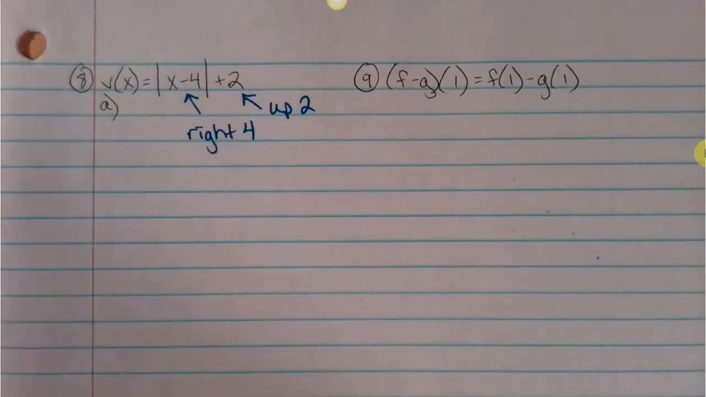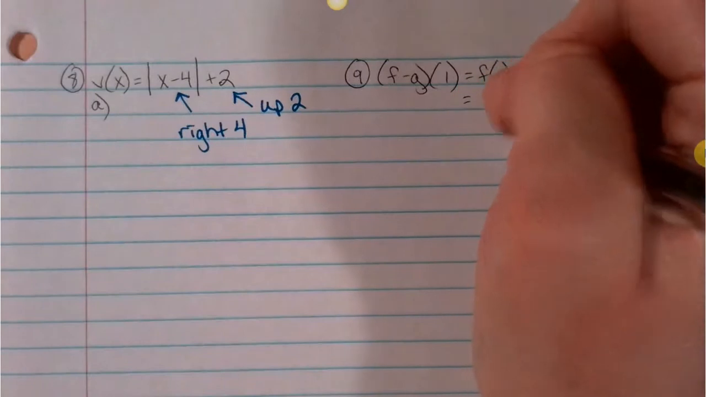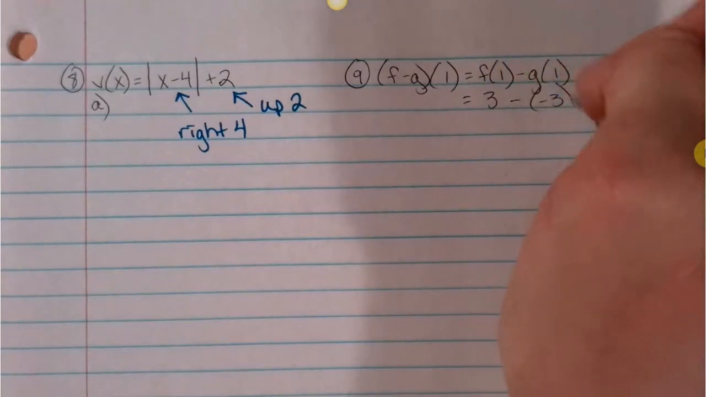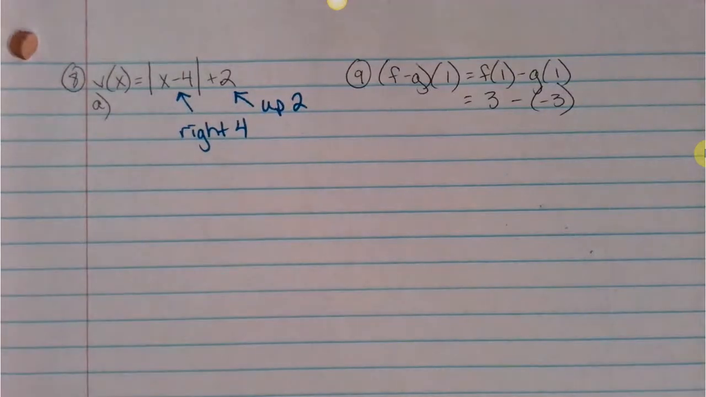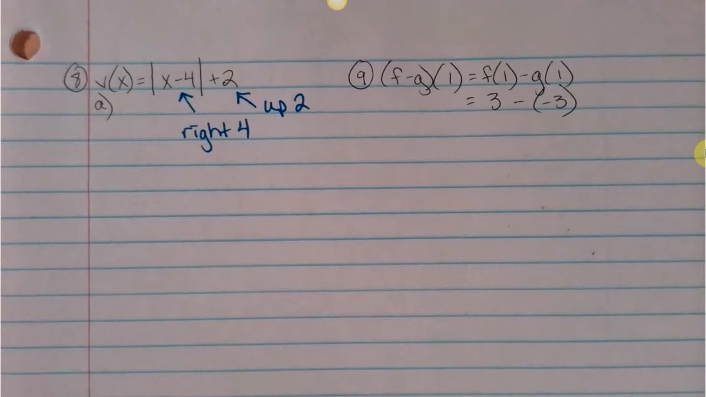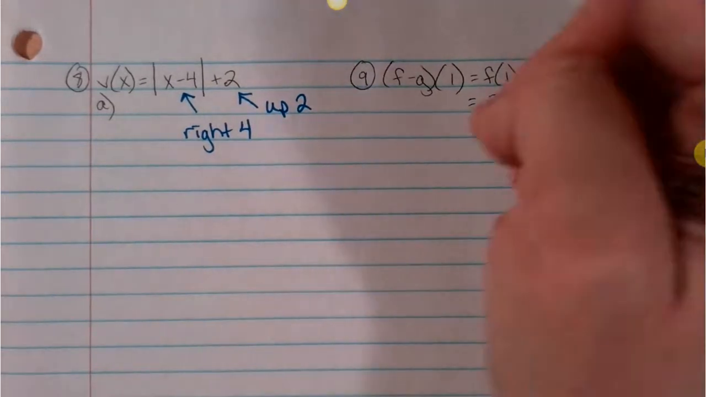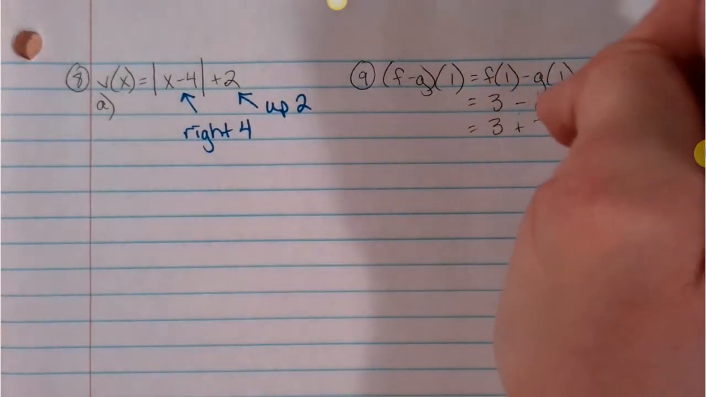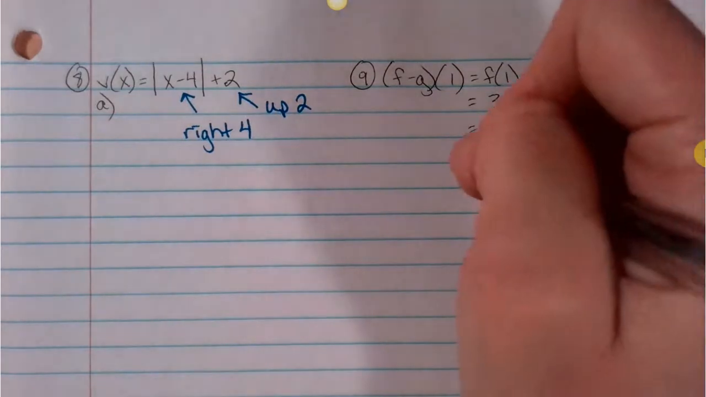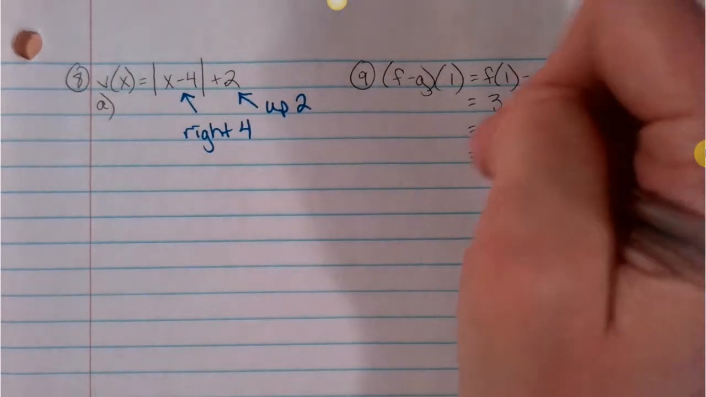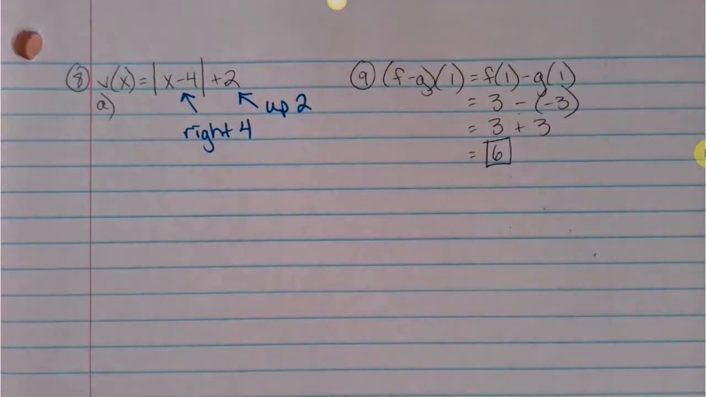So we said f of 1 is equal to 3, and g of 1 is equal to negative 3, and now we just need to subtract those two numbers, which, since we're subtracting a negative, this turns into a positive, and then 3 plus 3 gives us a final answer of 6.